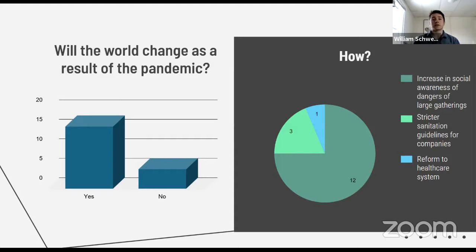Most students said that their biggest change would be that whenever they were out in public in large environments, they'd be really conscious of the hygiene of other people and the danger other people posed to them personally. And other major points that people made were that they could see increased, stricter sanitation guidelines amongst companies and then possible reform to the US healthcare system.